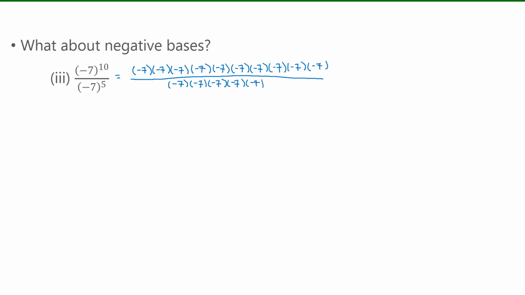Now, negative 7 divided by negative 7 is 1. So I can cancel, like I did with the other two questions, with the negative 7 in the numerator, negative 7 in the denominator, until I'm left with 5 negative 7s. Now, since 10 take away 5 is 5, then the same rule applies with negative bases. We subtract exponents.